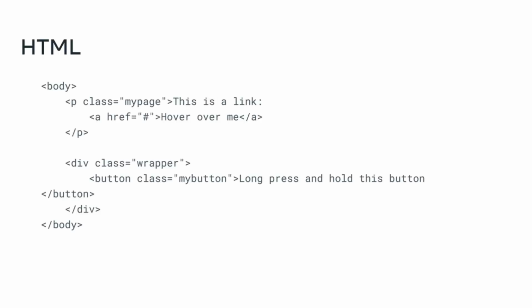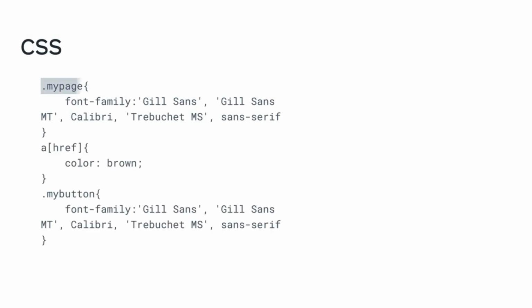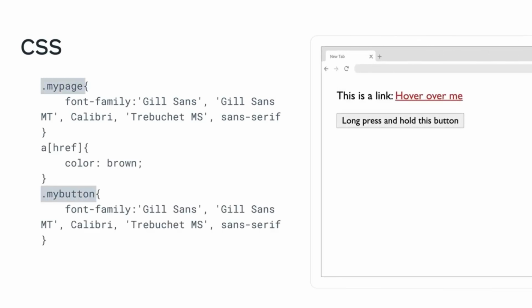These pseudo classes have an effect while a user is actively engaging with an HTML element. Let's explore an example of how the hover and active pseudo classes can be used. Say you have an HTML file with an A tag inside a paragraph and a button element inside a div element. The paragraph element has a class defined as myPage, and the button class is defined as myButton. Now let's explore the CSS. First, it contains basic styling for the myPage and myButton class elements.